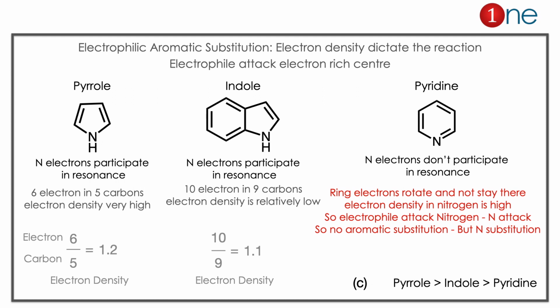If you analyze the electron density roughly, pyrrole has 1.2 and indole has 1.1. So 6 divided by 5, 10 divided by 9. So pyrrole is more reactive than indole. Let us see pyridine. Pyridine is the interesting case.